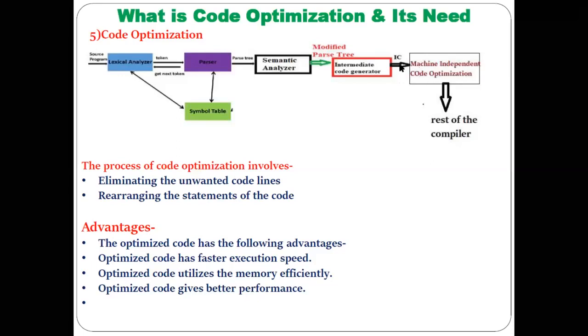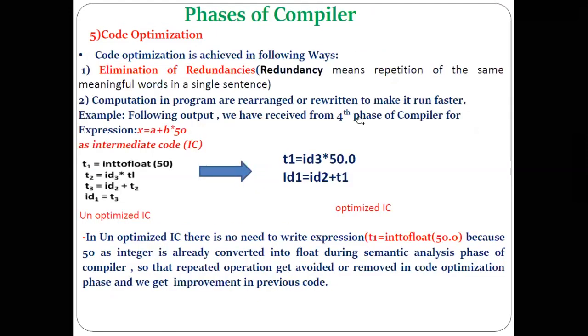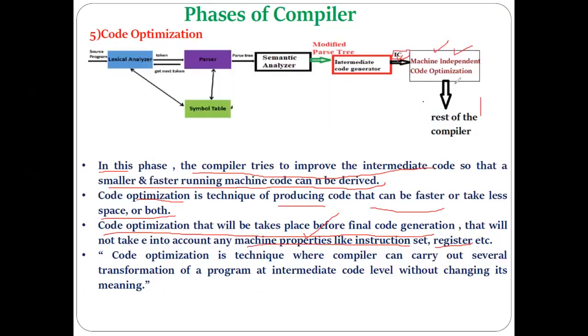Okay. So in the next slide we will discuss the different transformation techniques and how we can achieve the code optimization. I already told you that we can do the code optimization in two different ways. The first way is the elimination of redundancy, and the second way is the rearrangement of code. Okay. So you can describe the code optimization in this way also.